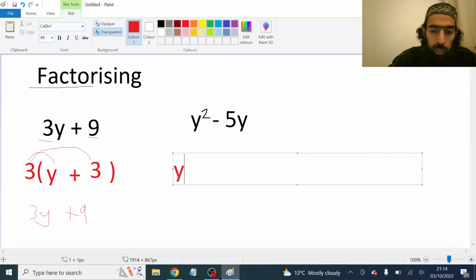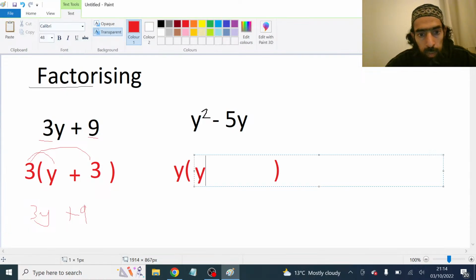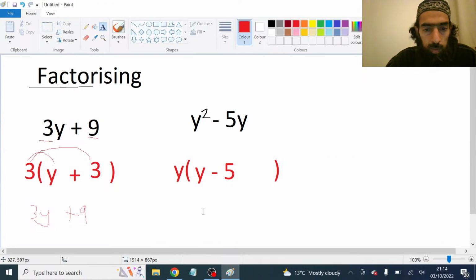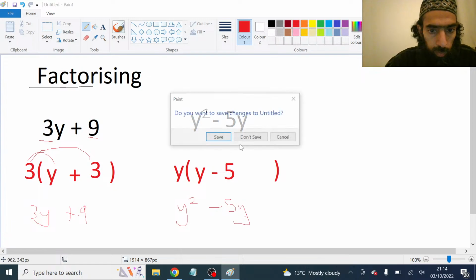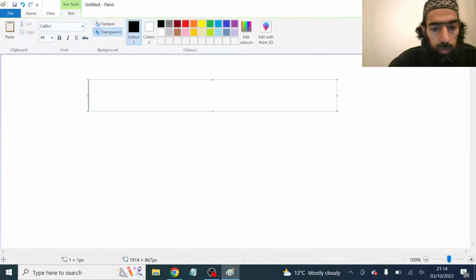So if we just take y as the common factor, then we're thinking same thing as before. If it's a common factor, then it must times something to get back to y squared. So that would be y times y. And then on the minus 5y, y times something to make minus 5y, that must be minus 5. So again, we can expand: y times y is y squared, and y times minus 5 is minus 5y, to just check we've got the answer right. Okay, so those two were quite easy warm-up questions. Let's take another one that's not too hard.